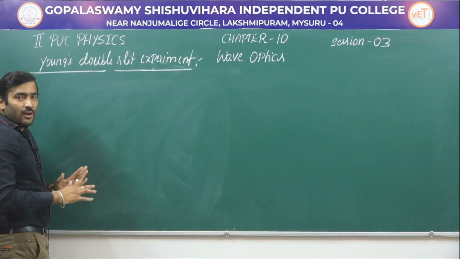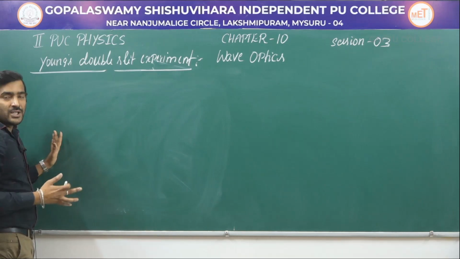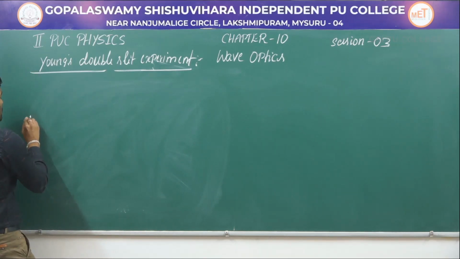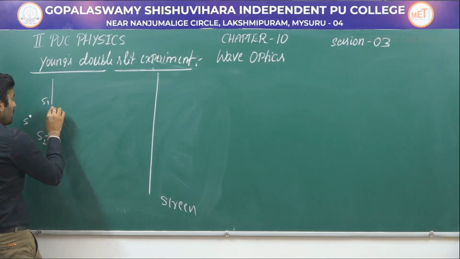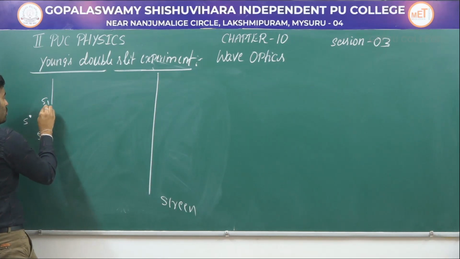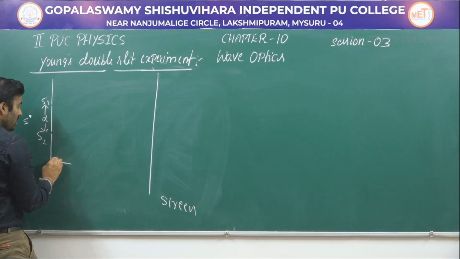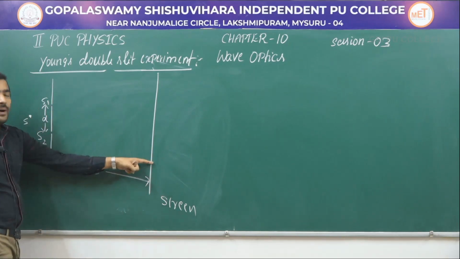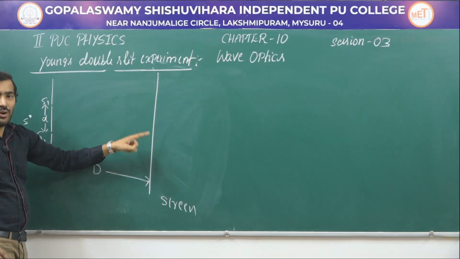Now let us represent the experimental setup of Young's double slit experiment schematically. So how does it look? This is a source. The distance between the two slits is written as small d, and the distance between the slits and the screen is D. The screen is where the interference fringes are formed.